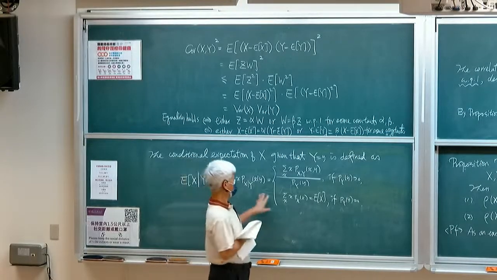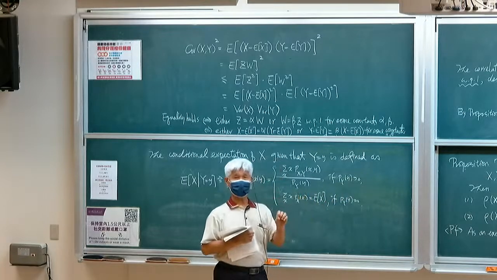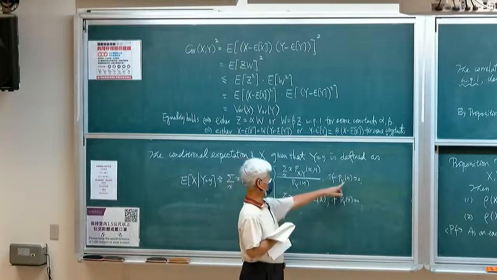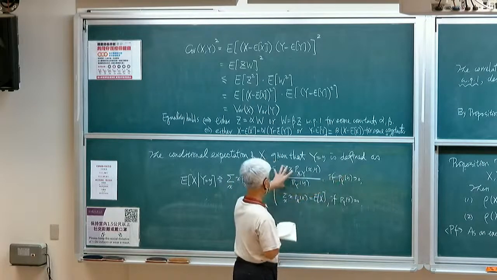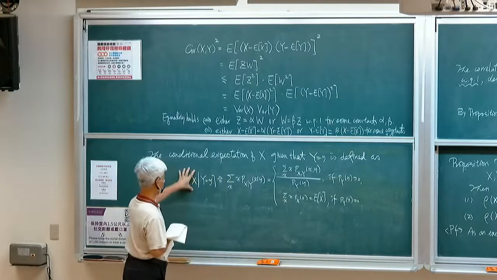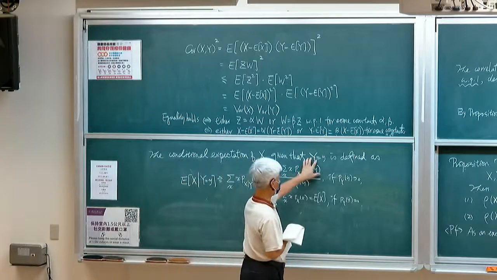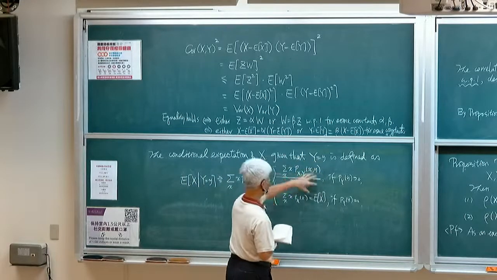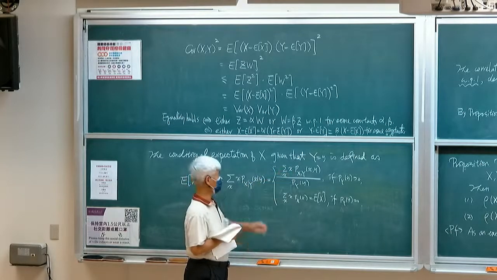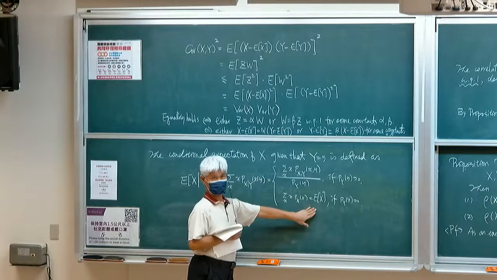All right, but if the PMF of random variable Y is positive at little y, then the conditional expectation of random variable X given random variable Y equal to little y is this formula here. Then this one is usually different from the expectation of X, right?